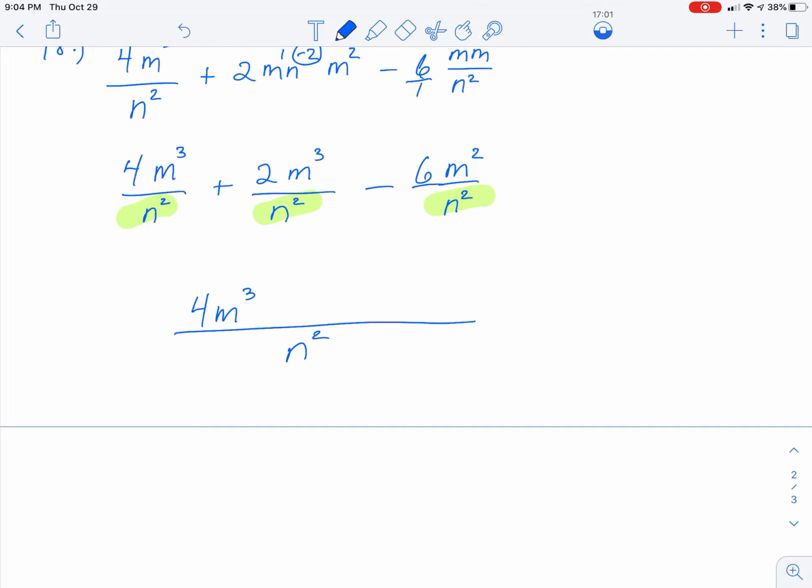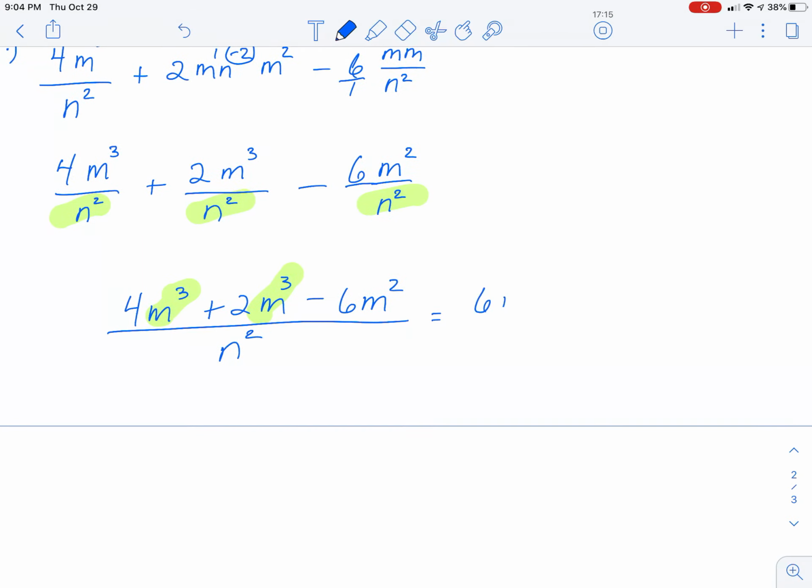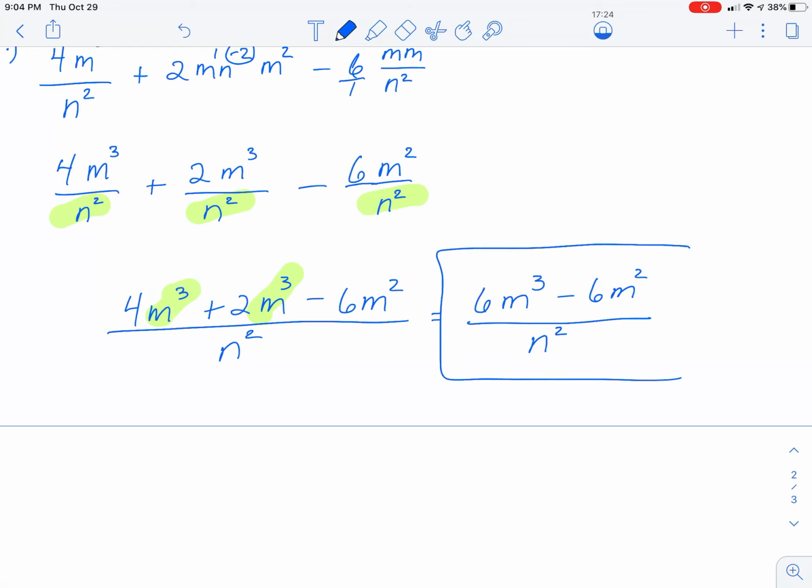So let's see what we have here. I'm going to go ahead and put it all up here. 4m to the third power plus 2m to the third power. Ooh, this is really nice. To the second power. Because I can combine those terms right there. So I'm going to end up with 6m to the third power minus 6m to the second power all over n squared. And that's your final answer.